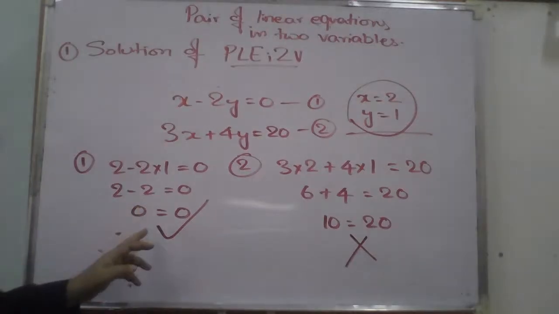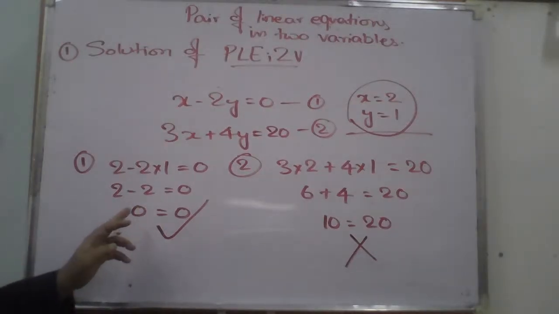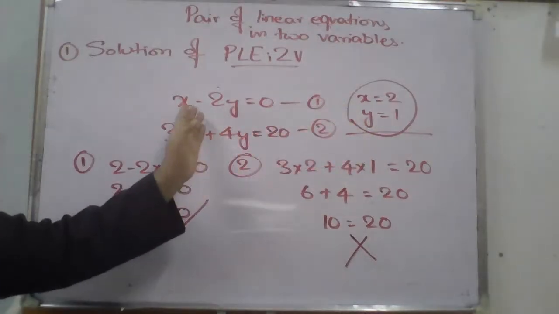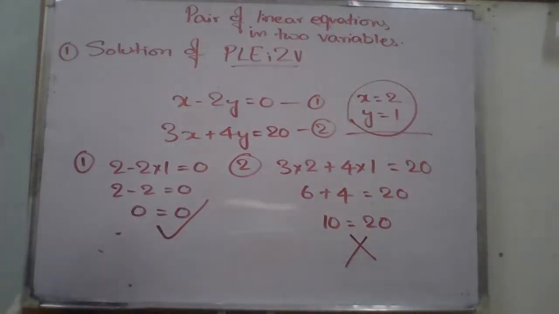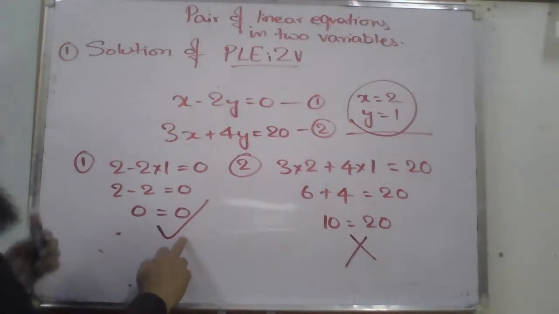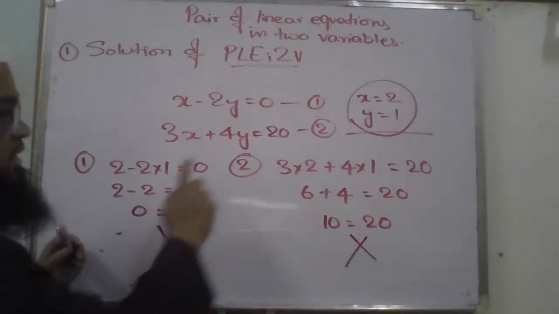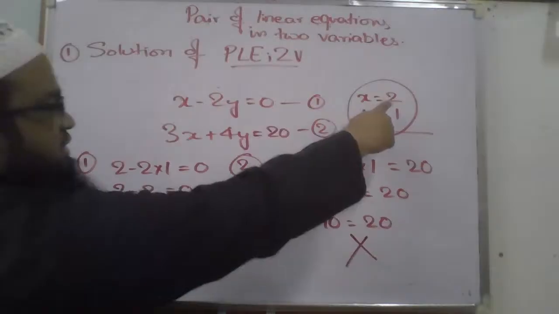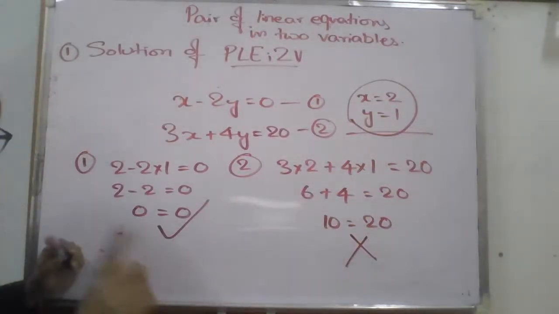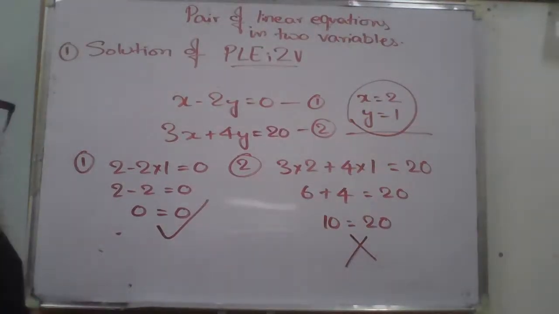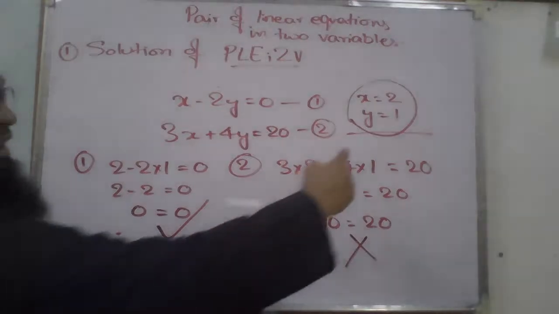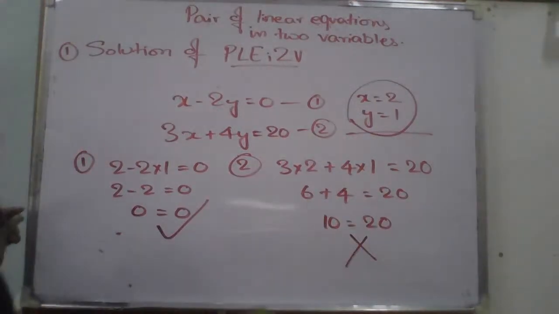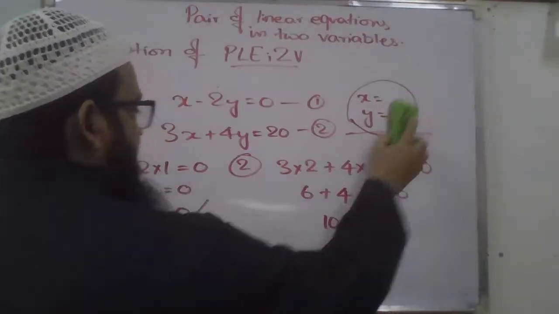Here he is asking whether x is equal to 2 and y is equal to 1 are the solutions of these equations or not. So substitute the values. When you substituted the values, yes, it satisfied the first equation. But x is equal to 2 and y is equal to 1 is not satisfied for the second equation. Therefore, these 2 points are not the solution. Understood?